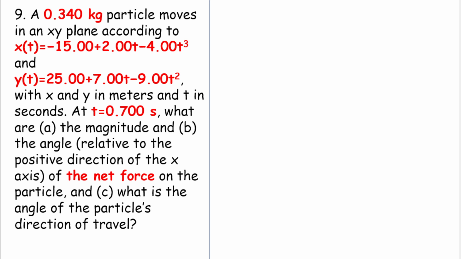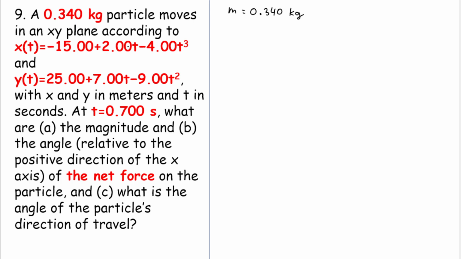Hello, in this video, I will explain how to solve this problem from Halliday's book. The question is, a 0.340 kilogram particle moves in an xy plane according to those equations. Maybe let's write the mass first. So we'll have the mass here, that will be 0.340, and the unit will be in kilogram.